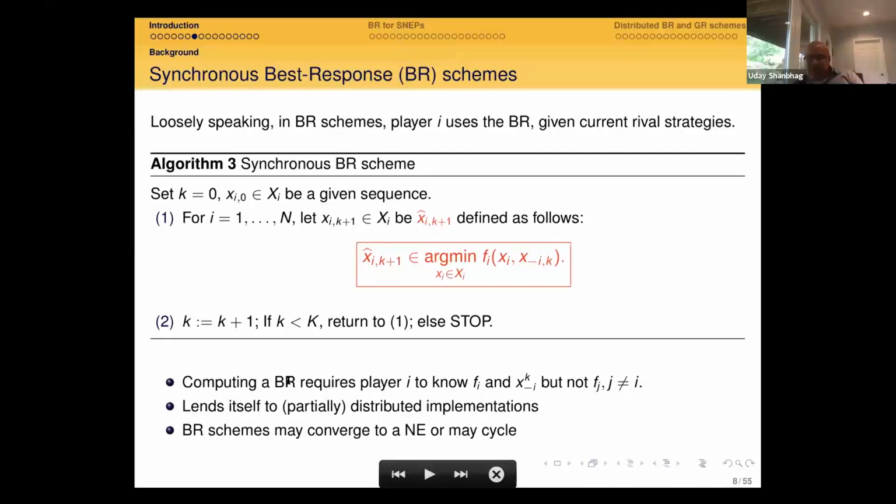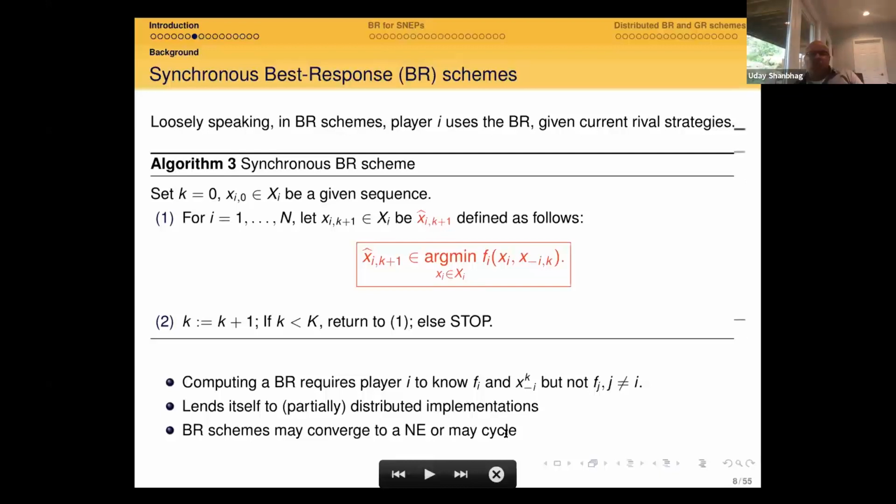So computing the best response, again, requires player i to know f sub i and x minus i,k, but not necessarily f sub j. Okay? Not necessarily, not at all, actually. It again lends itself to partially distributed implementations. But one of the challenges is, in general, of course, this argmin might be multi-valued. And even if it were single valued, it's not even guaranteed that best response schemes necessarily converge to Nash equilibrium. They may lead to cycles.